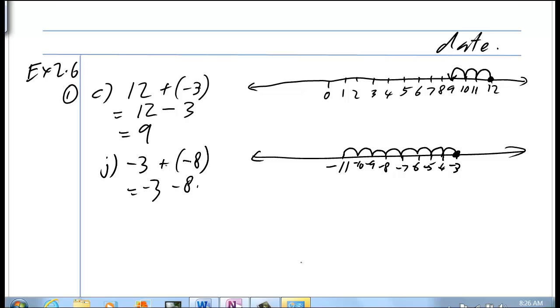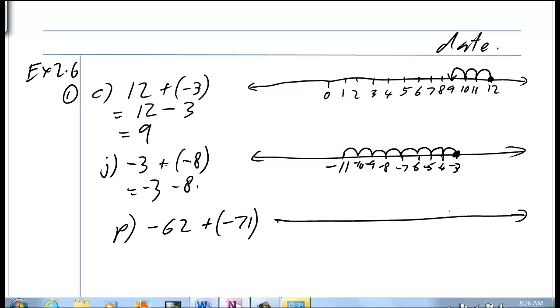Actually, here's a good example of where you wouldn't want to draw a number line. Look at P. If you had this sum, negative 62 plus the opposite of 71. Now, what you can do, I get rid of this plus and minus sitting next to each other, and I change it to negative 62, take 71. Because if you've got plus a negative number, that's the same as taking the number.